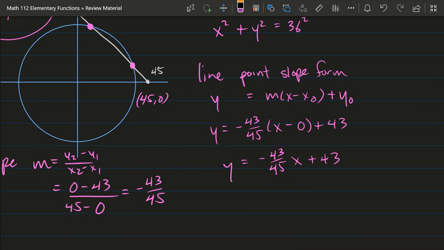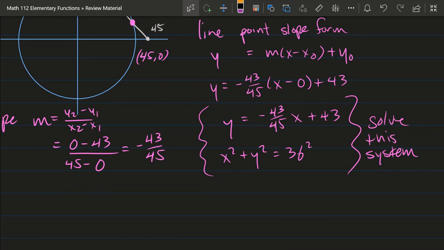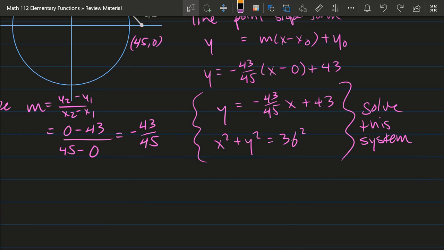The other equation I want to intersect is the circle. So I'm going to copy that down. x squared plus y squared equals 36 squared. So we have a system that we need to solve. There are three ways to solve systems: substitution and elimination, and, well, the third only works if it's linear, but you can put them into a matrix and use row reduction. But this one's not linear because we see that there are some squared terms. So we're going to use substitution. I already have the first equation solved for y. So what I'm going to do is take all of this and plug it in for y in the second equation.